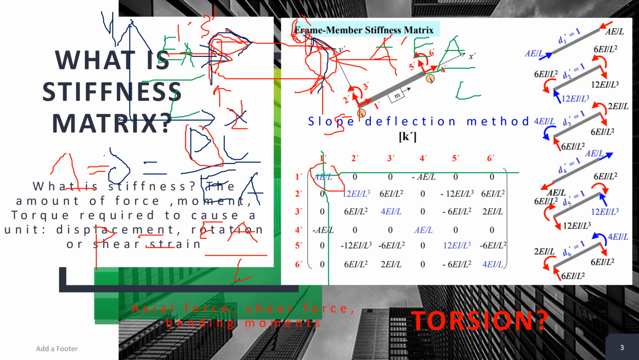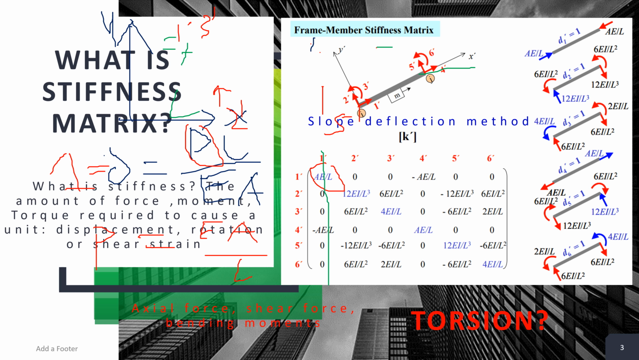in the second degree of freedom, using a similar example, you apply a unit load here. To get a unit movement, there is 12 EI. Sorry, the diagram does not look very nice. Let me do a new one.